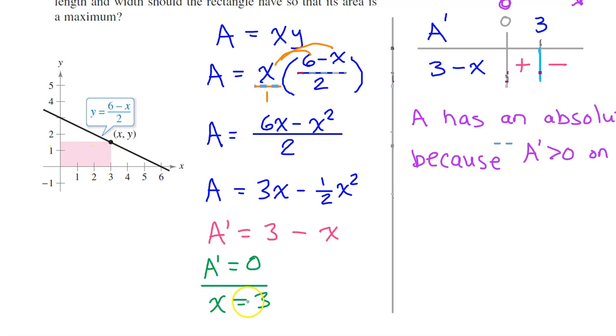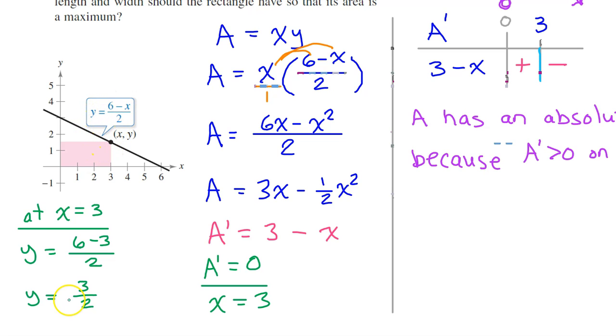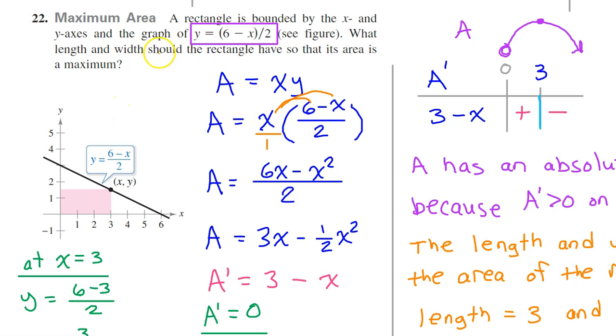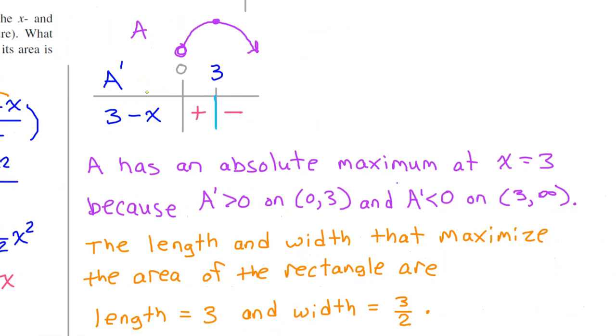Anyway, we found the x-coordinate that maximizes the area. We need to find the y-coordinate that goes with it. At x equals 3, y is equal to 3 over 2. Be sure to answer the actual question with your closing statement. We were supposed to find the length and width that maximize the area of the rectangle.